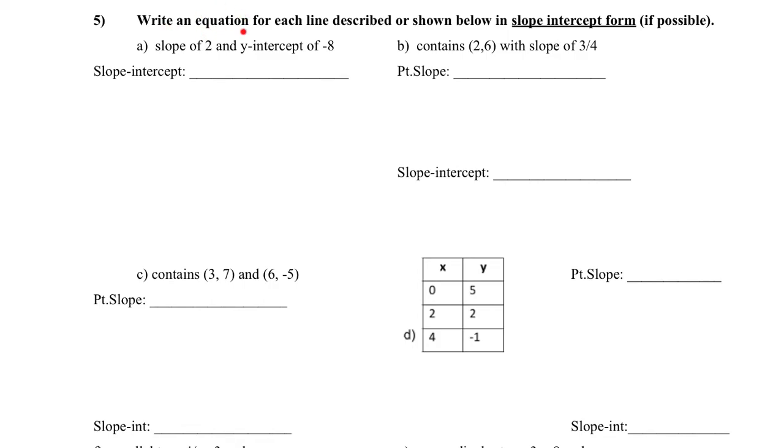Now we're going to be writing the equation. Circle that word equation, and circle where it's saying slope-intercept form. So everything is going to be in y equals mx plus b, unless it is a horizontal or vertical line, and then you can use those special case formulas, the x equals and the y equals.